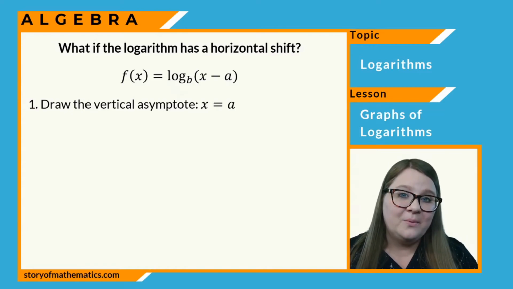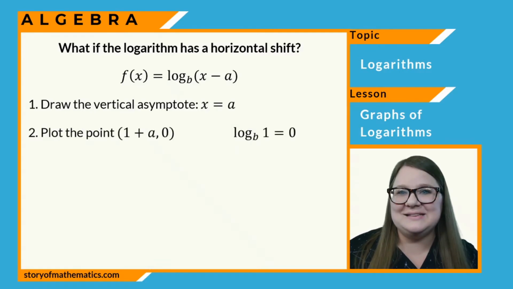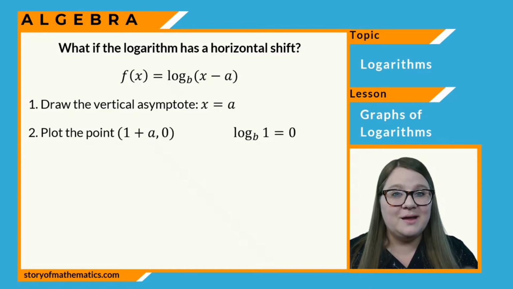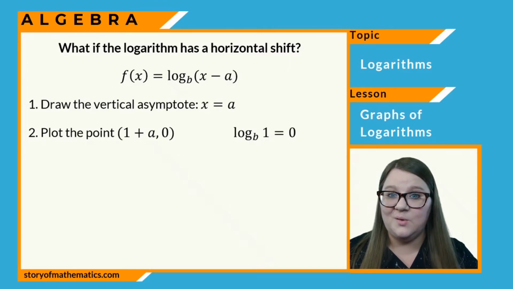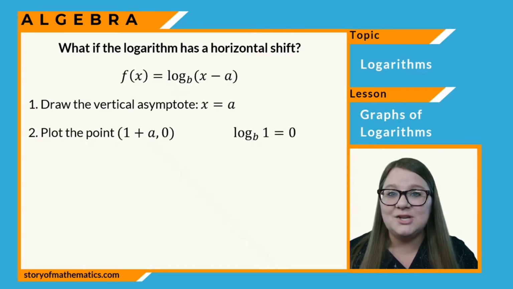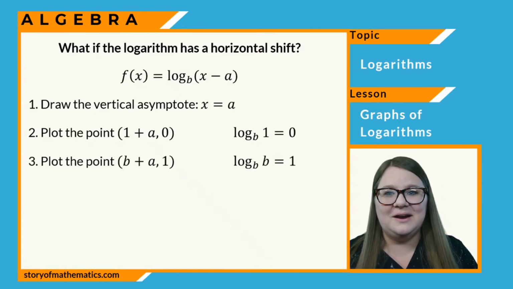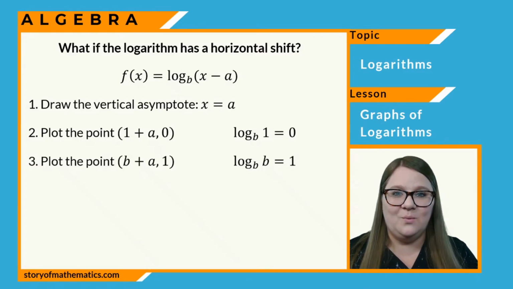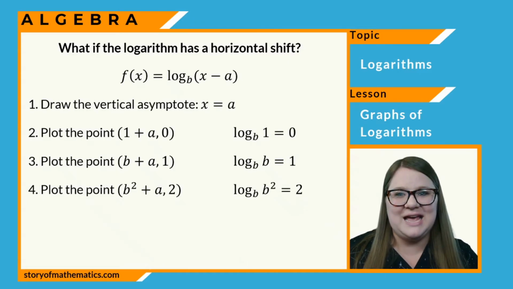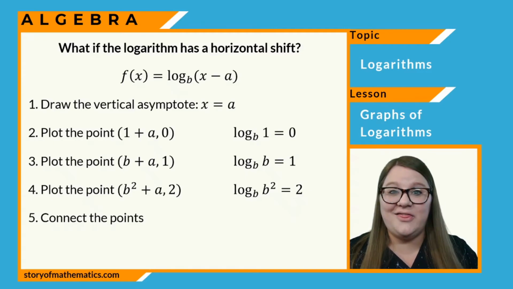This means all of my points have shifted as well. So now instead of plotting (1, 0), I'm going to plot (1 plus a, 0). Notice that's because when I plug in 1 plus a into the logarithm, that's 1 plus a minus a, which is just 1, and log base b of 1 equals 0. So we actually are shifting every point a to the right because a is a positive value. All right, so then I have (b plus a, 1), and (b squared plus a, 2). Now I can complete this graph by connecting the dots.